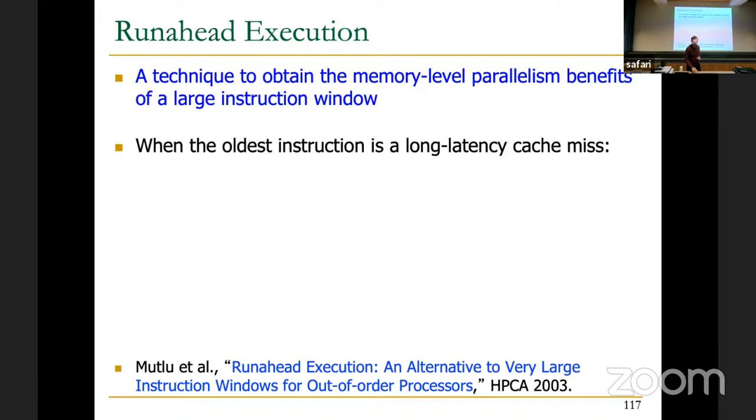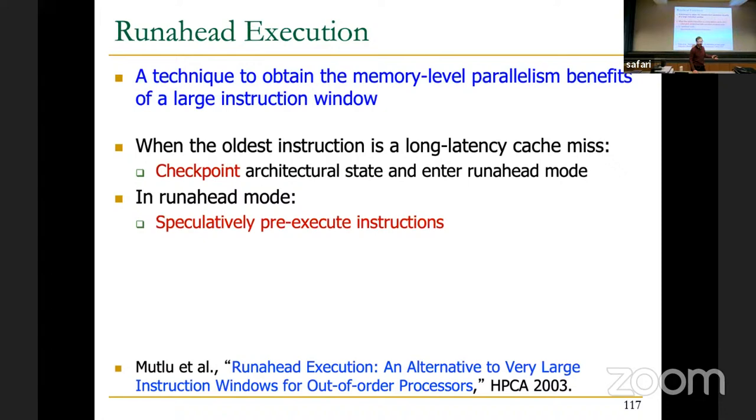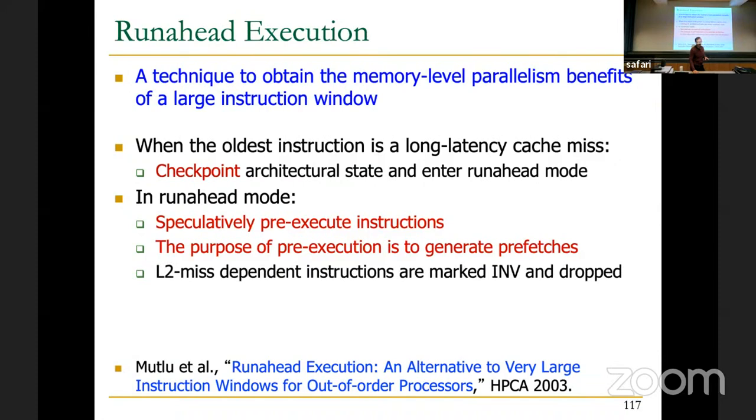And the idea, as we have discussed earlier, is when the oldest instruction is a long latency cache miss, you checkpoint the architectural state, enter a speculative processing mode, run-ahead mode. In this mode, you speculatively pre-execute instructions. The purpose of pre-execution is solely to generate prefetches, and you don't stall due to unavailability of data. If a data value is unavailable because it depends on a miss, you mark it as invalid and drop it. Another way of doing this could be value prediction. Predict that value and keep going ahead. When the original miss returns, you restore the checkpoint, flush the pipeline, and resume normal execution.